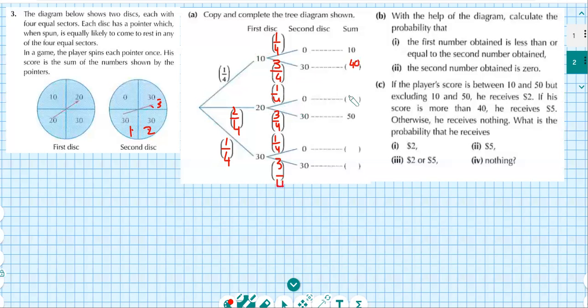Similarly, 20 plus 0, 20. For this branch, 20 plus 30, 50. Then 30 plus 0, 30. And 30 plus 30 gives you 60.